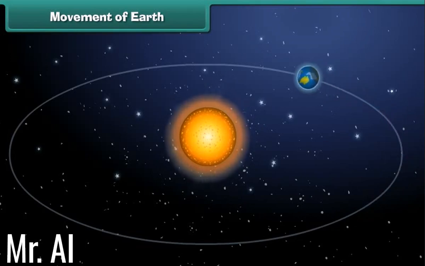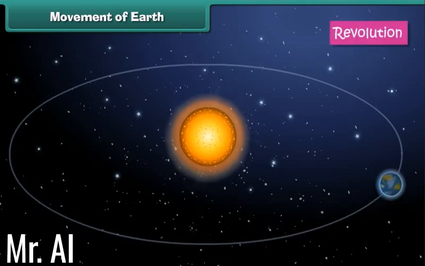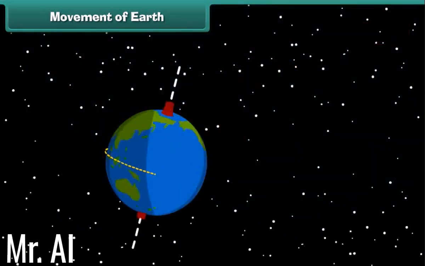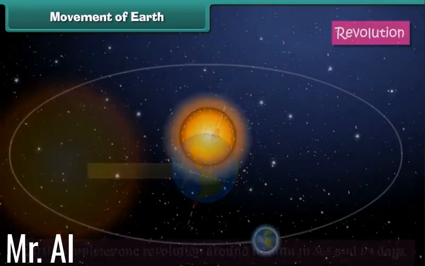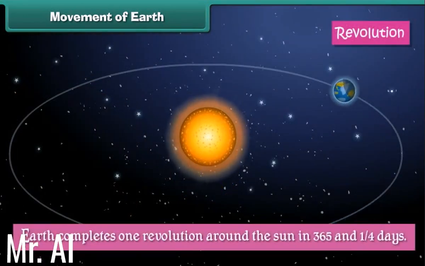Movement of Earth. Earth's movement around the Sun along a fixed path is called revolution. Revolution causes seasons to change on Earth. Earth completes one revolution around the Sun in 365 and 1/4 days, that is, 1 year.